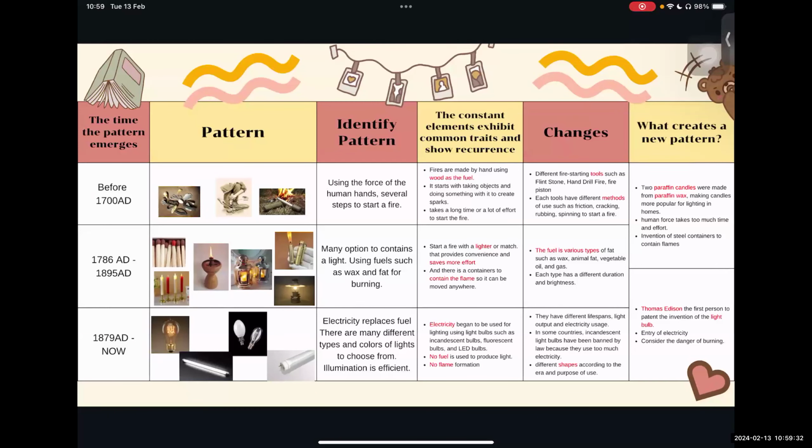Start with identifying pattern A. They use the force of human hands in several steps to start a fire, like hacking stones and bending wood. Identify pattern B. They have many options to contain the light, using fuels such as wax and fat for burning, like animal fat or vegetable oil and gas. And identify pattern C, it has electricity. There are many different types and colors of lights to choose from. Illumination is efficient.